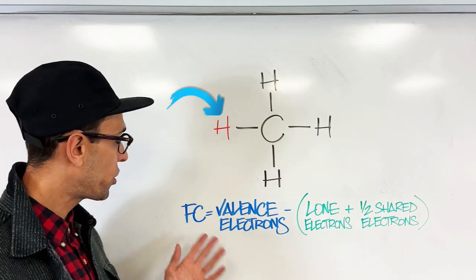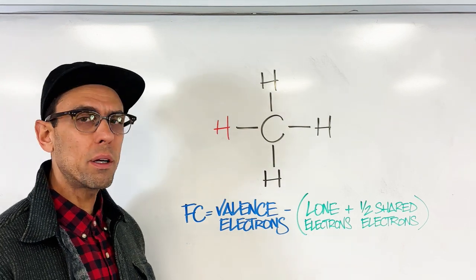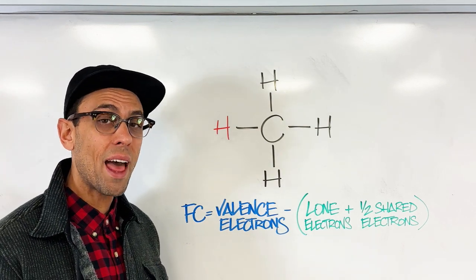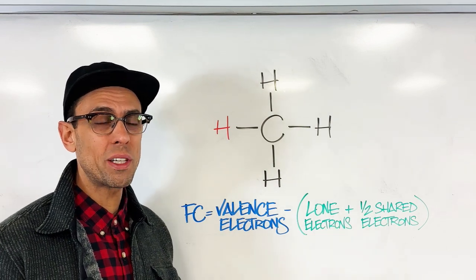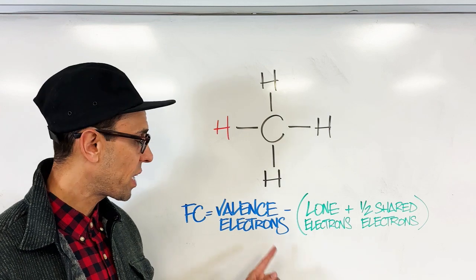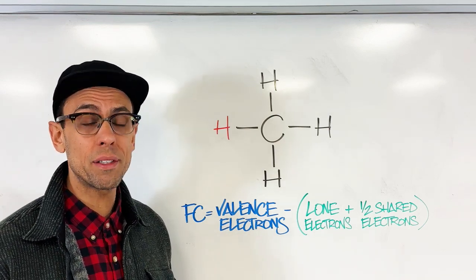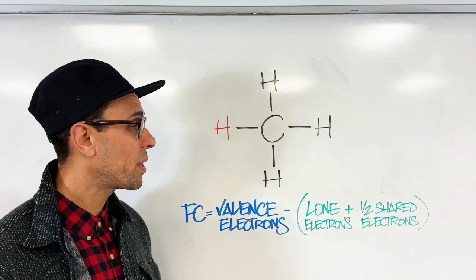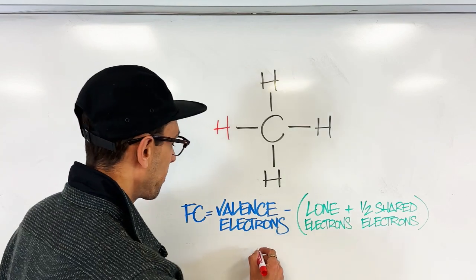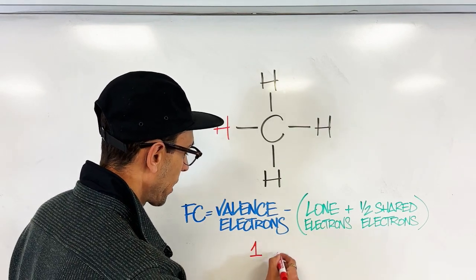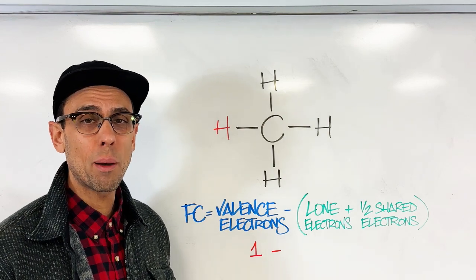Now, formal charge, which I've abbreviated Fc, is equal to the number of valence electrons that an element normally has. When I say normally, I mean before it's participating in the molecule. So to get this number, you just look up the element on the periodic table or think about its electron configuration. So in the case of hydrogen, it normally has one valence electron. Now, we're going to be subtracting some numbers from that number 1.